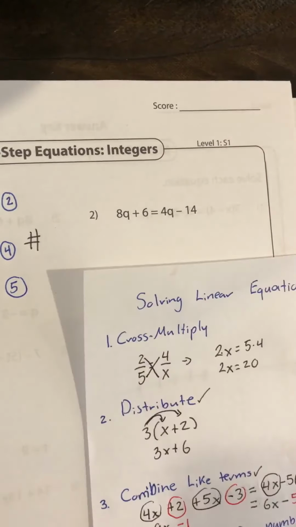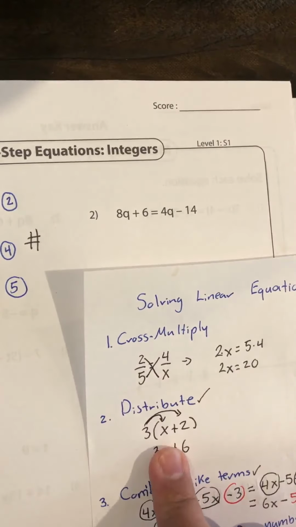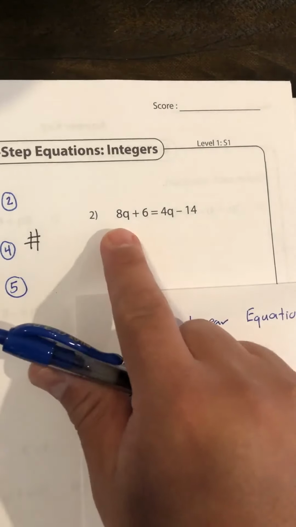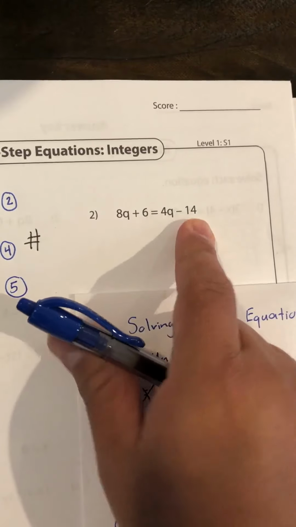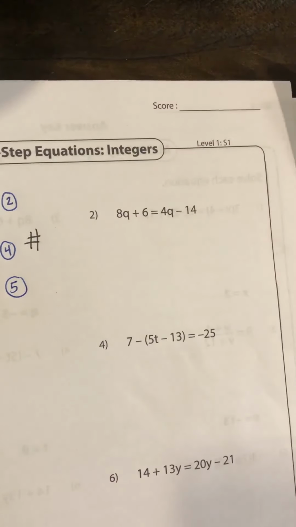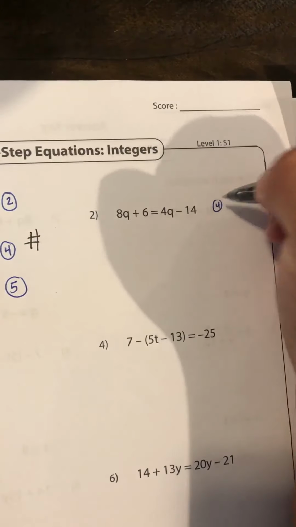This one does not look like cross multiply. There's no distribute. Combine, I don't know, let's see. Can we combine these two? No, they're not like terms, and I can't combine these. So no need to combine. So it looks like we're going to start this one on step 4, which is my separate step.